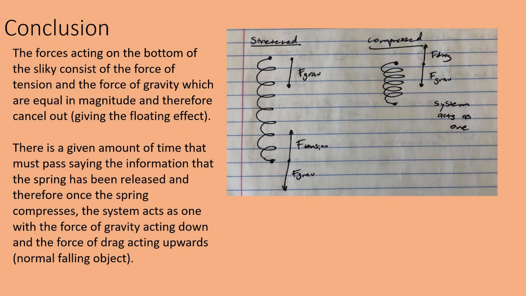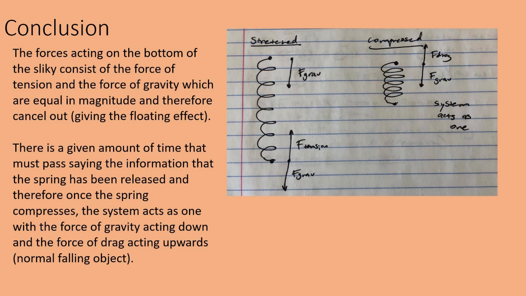So, to conclude, what does all of this information mean? So basically, this means that the forces acting on the bottom of the slinky consist of the force of tension and the force of gravity, which are equal in magnitude and therefore cancel out, which is what gives a floating effect. Now, there's an amount of time that it takes for the top of the slinky to reach the bottom of the slinky and act as a whole, right? So that amount of time is the time that it seems like it's floating.